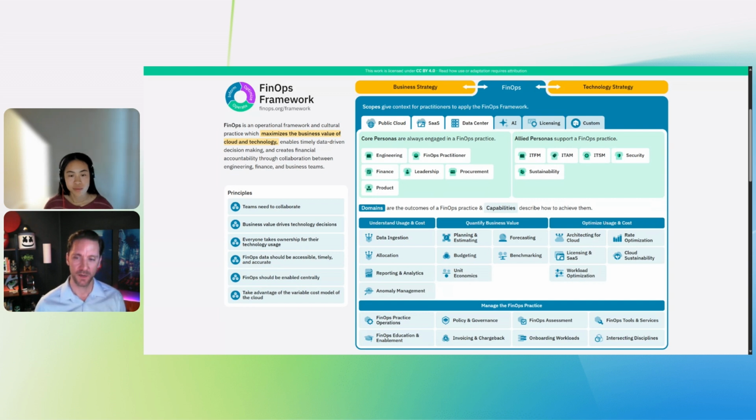But that's what rate optimization is all about: commitment discounts and negotiated discounts as you renew your agreement and things like that. Licensing and SaaS is also really good. That domain specifically, we can look at for coverage of things like Azure Hybrid Benefit. If you have existing Windows licenses on-prem that you're not using, then that's an opportunity to leverage those to reduce your total cost.